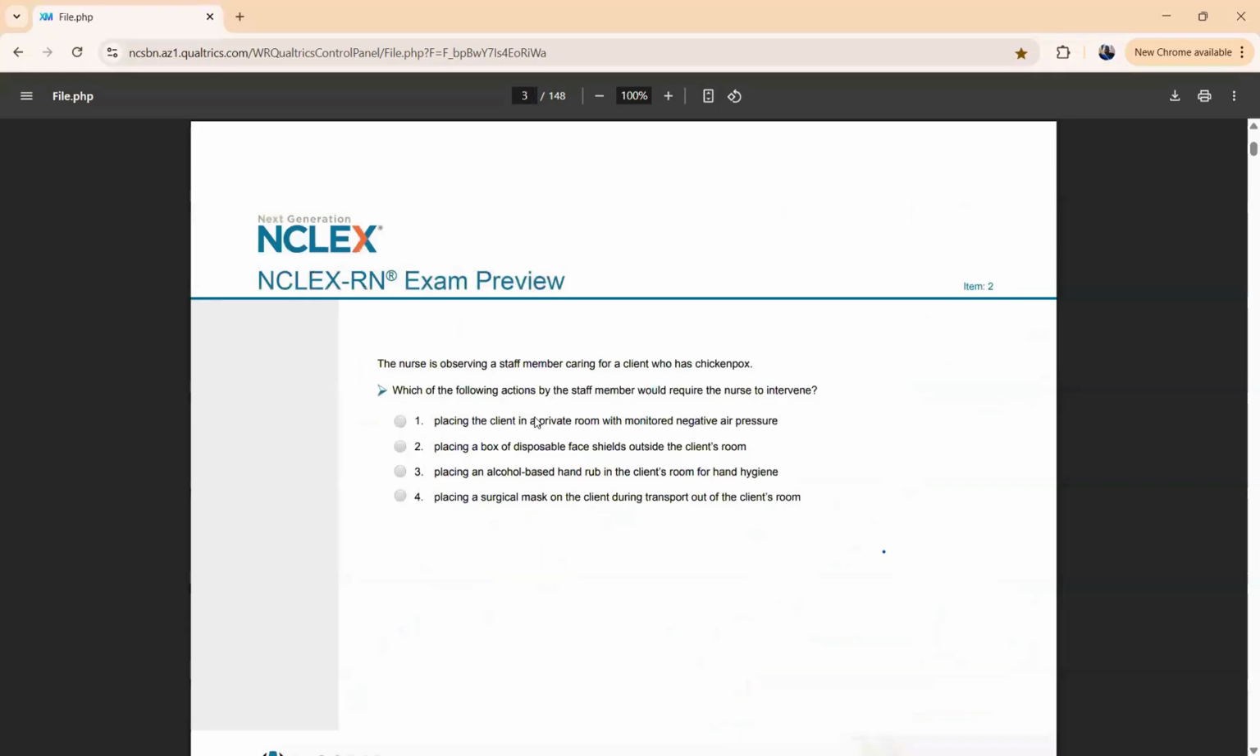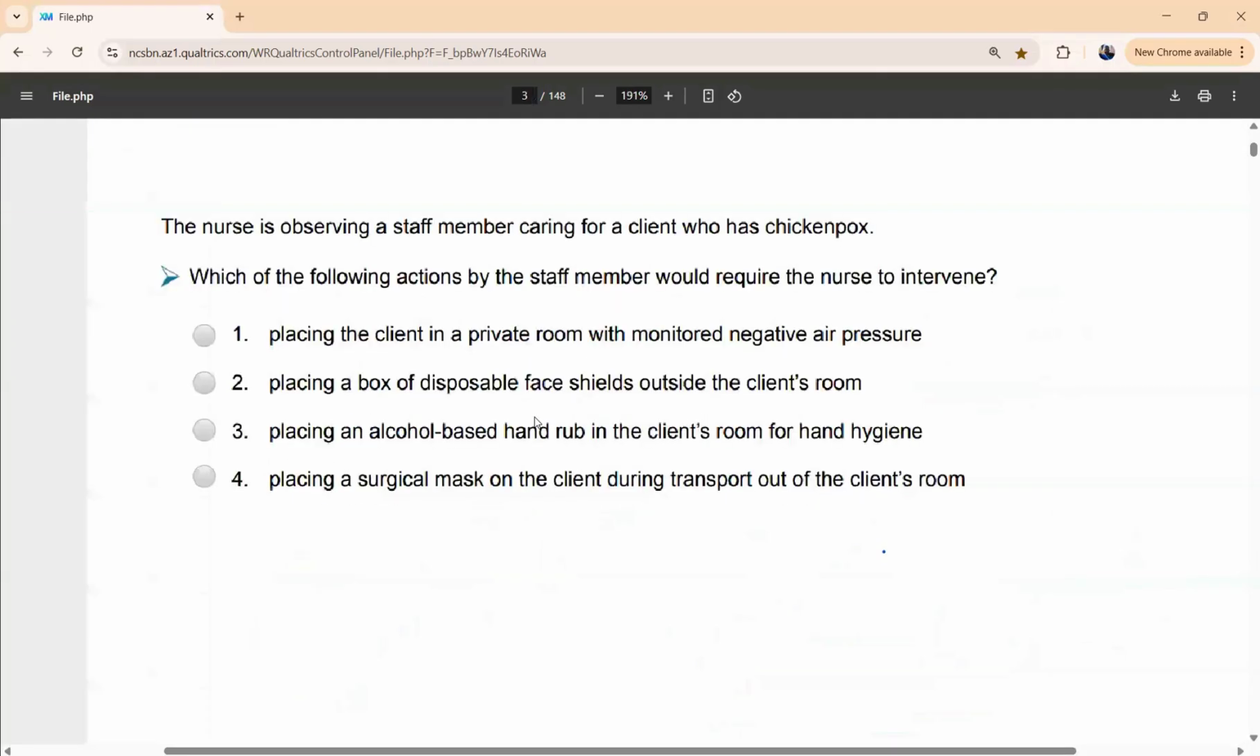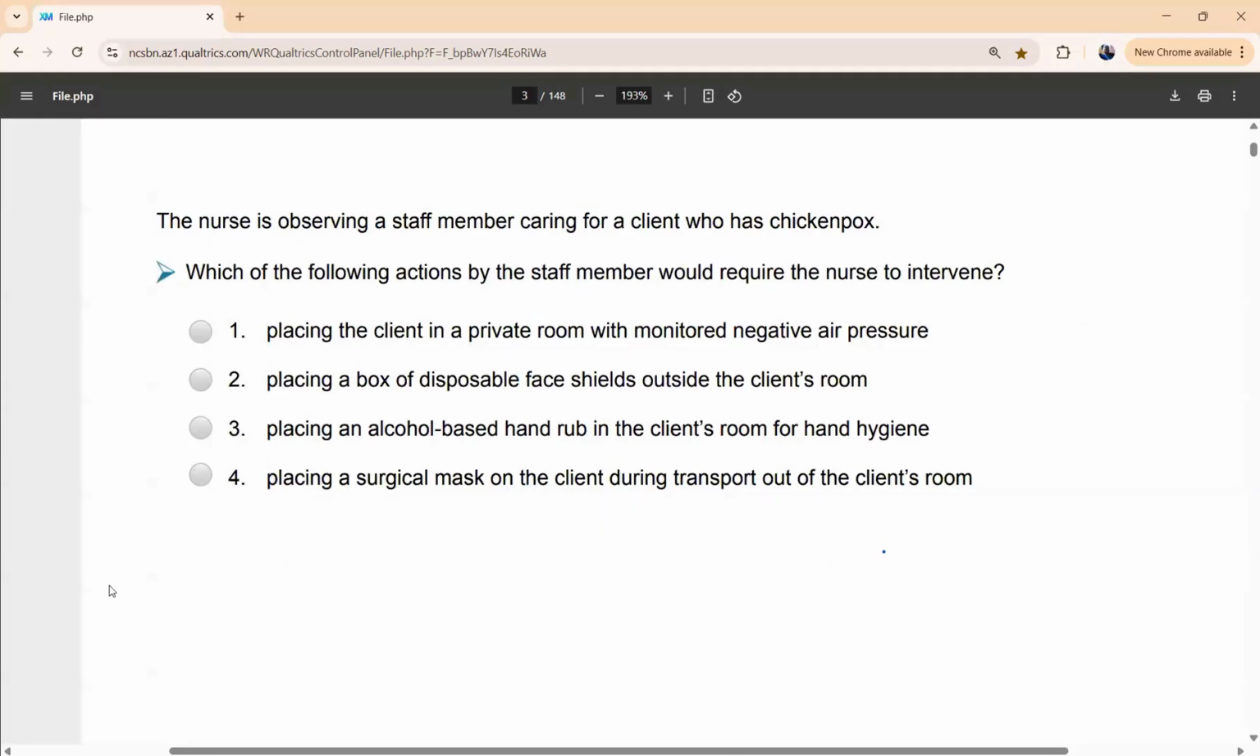Question 2. This is the question. Now you just read the stem and tell me the understanding of the stem. Which of the following actions by the staff member would require the nurse to intervene? So the nurse will intervene on the wrong thing that is being done. All right. Now you understand it as the wrong thing. But when she was reading it on her own, she said something that the nurse must do that is correct. She doesn't understand the difference between requiring to intervene and intervention. She doesn't understand the difference.